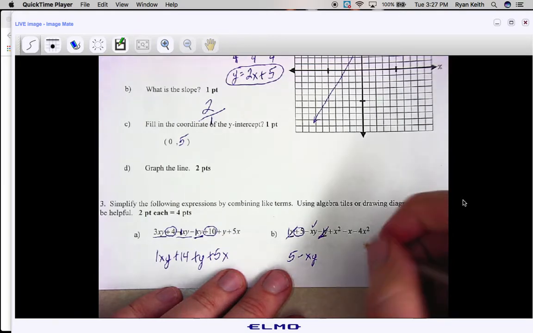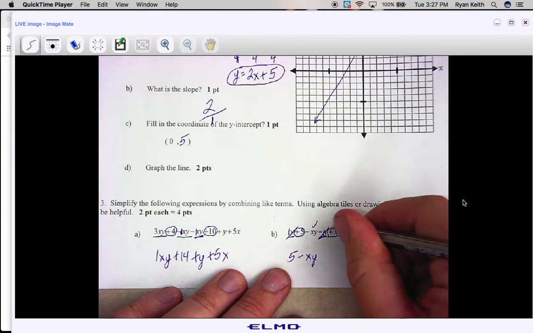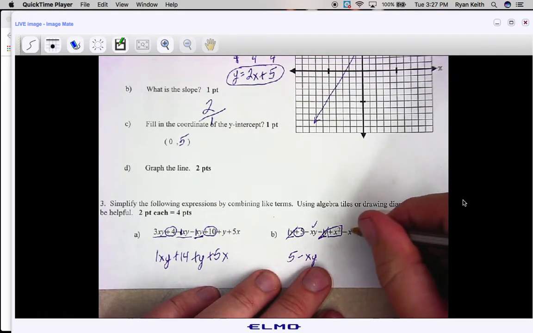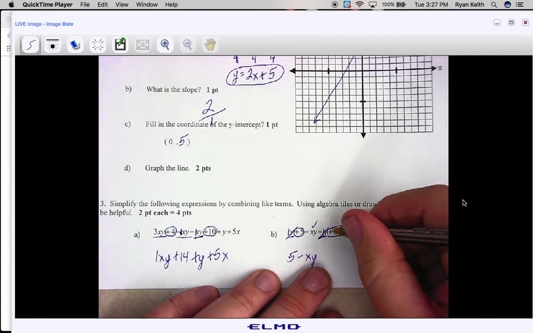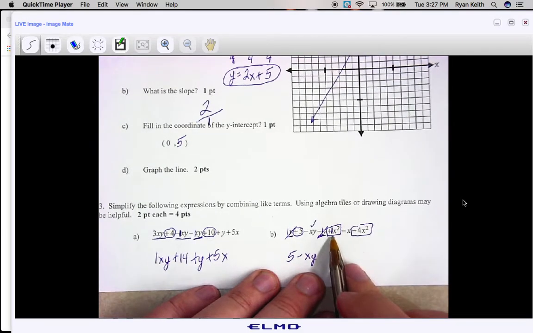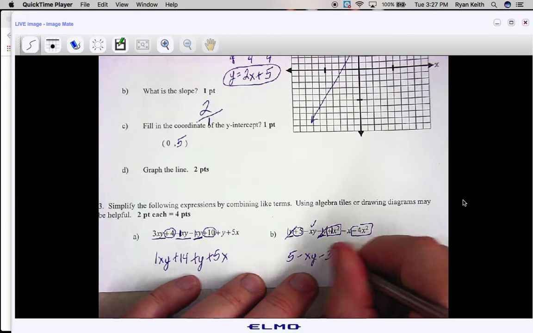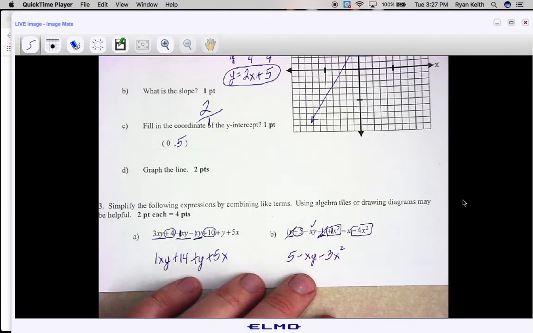X squared. Box. Any other x squareds? Oh, yep, right there. Negative 4x squared. So what is 1x squared positive minus 4x squared? I'd have negative 3 of them. Negative 3 of the x squareds.